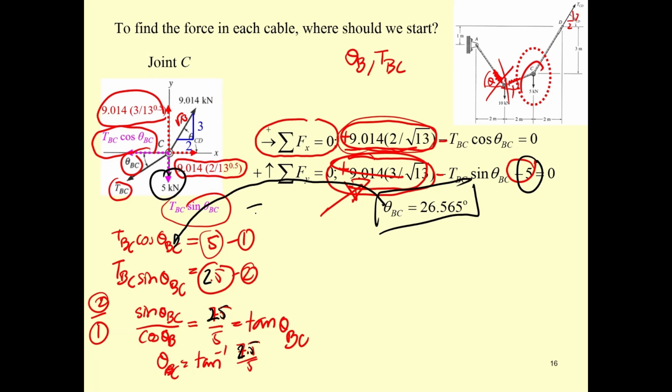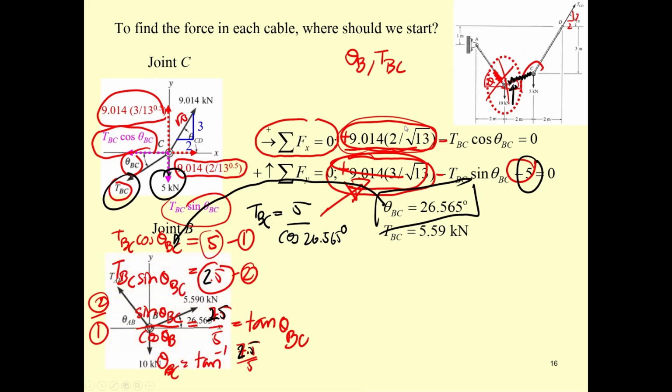You will have T sub BC equal to 5 divided by cosine 26.565 degrees. Then you get T sub BC. Okay. Now, the force T sub BC is known. That means the force over here is known. The angle over here is known. That means the angle over here is known. You are ready to cut point B.